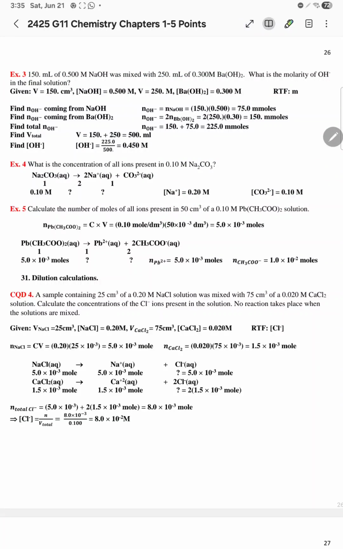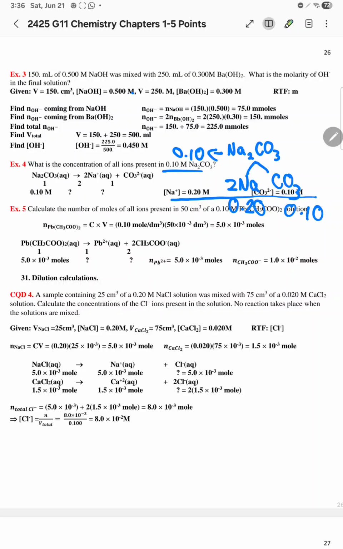What's the concentration present in 0.10 molar of Na2CO3? We already know that Na2CO3 dissociates into 2 Na and 1 CO3. So we don't need to find the number of moles because we need the concentrations. If this has 0.10, this is 0.10 times 2, so 0.20, and this is 0.10. And that's practically it.